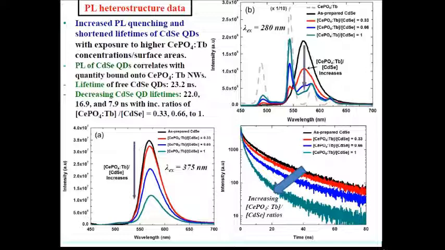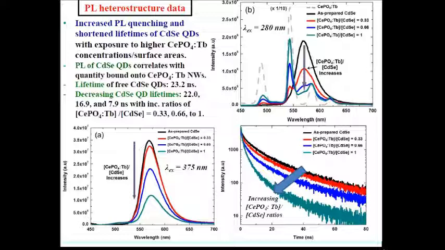And what I'm showing you here is increased PL quenching and shortened lifetimes with exposure to higher amounts of cerium phosphate. So these images are perhaps a lot of data, but what you see as you go from this top signal profile all the way to the bottom is that I'm increasing the amount of cerium phosphate. So what this means is that I have more surface area of cerium phosphate to interact with my cadmium selenide quantum dot. And so there's more of a potential for the quantum dot photoluminescence to be quenched in the presence of cerium phosphate.